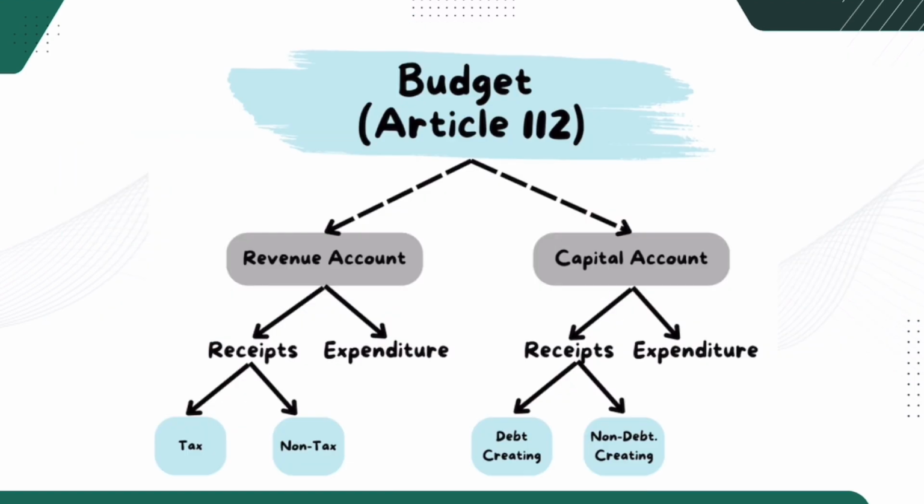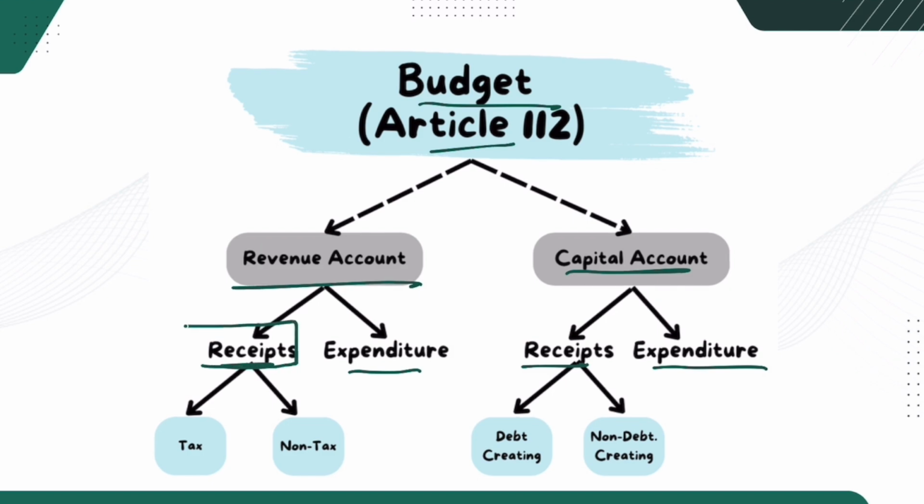So our budget kind of looks like this. There is revenue account and there are revenue receipts and revenue expenditure. There is capital account and there are capital receipts and capital expenditure. As far as revenue receipts are concerned, some receipts are in the form of taxes, some are non-tax receipts. For example, profits earned by government through its companies, fees and fines, interest payments received on loans given by government to some other entity, right? All these are included in non-tax.